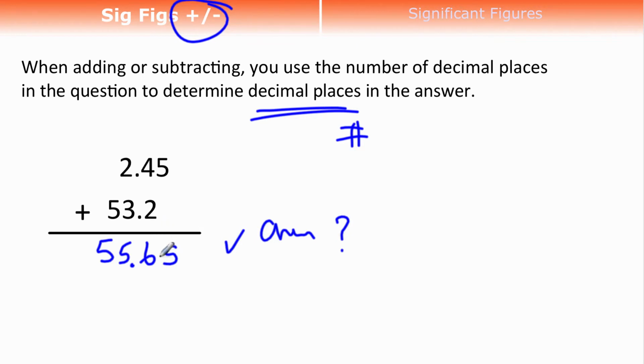Now, the rule is you always go to the weakest link. So if you're adding and subtracting, you look and see, well, this one has 2 decimal places. This one only has 1. Therefore, in my answer, I can give at most 1 decimal place. So I would round this number here, 55 point, I can only give 1 decimal place. So I look 1 past this, 5 or up, this one gets rounded up to a 7. If this was 4 or less, I'd leave that one at 6. So my answer in chemistry class for this addition would be 55.7.